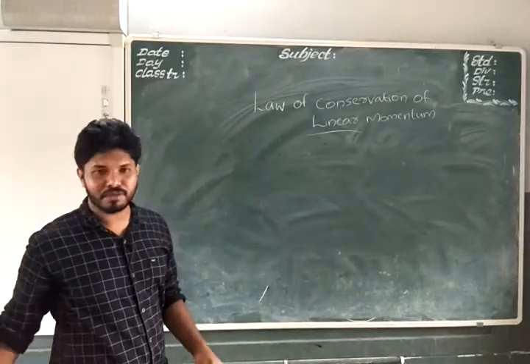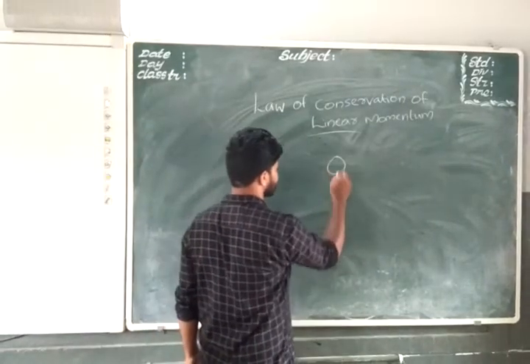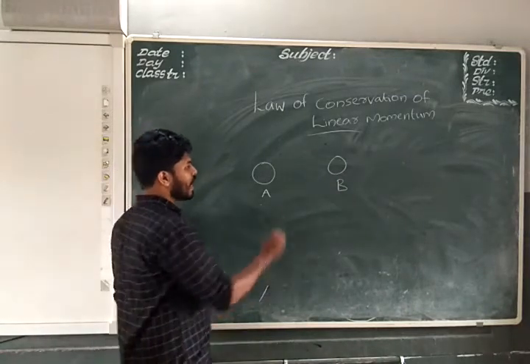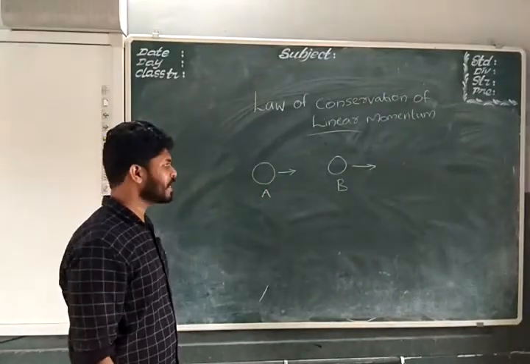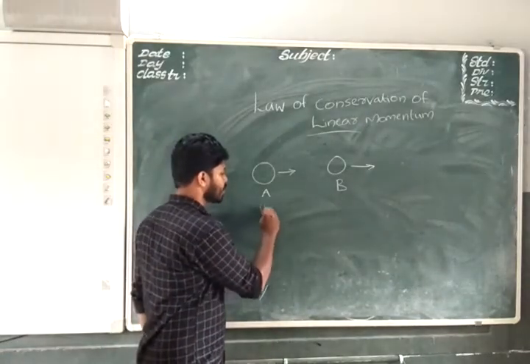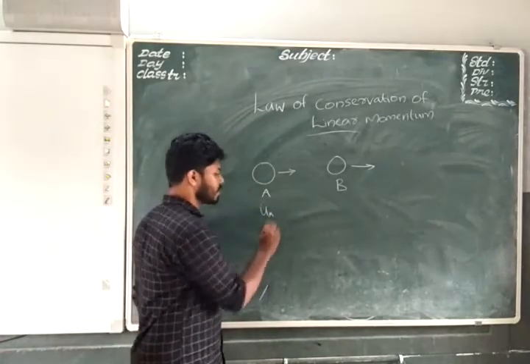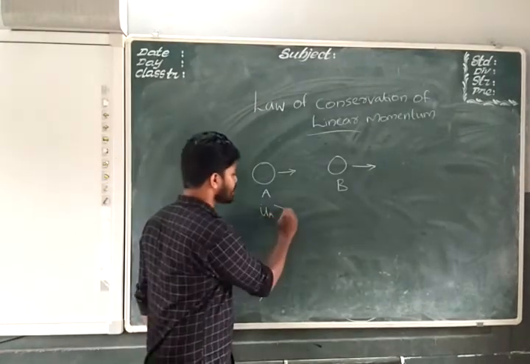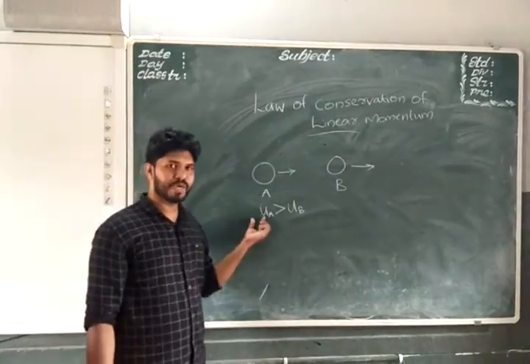So let us go through an example. Suppose there are two bodies A and B, two bodies with different masses. And these A and B are moving in the same direction. Let the speed of A be greater than B. Let me give the initial speed as UA. For initial velocity, we use the letter U. As I give UA greater than the initial velocity of ball B, we can write UA is greater than UB.